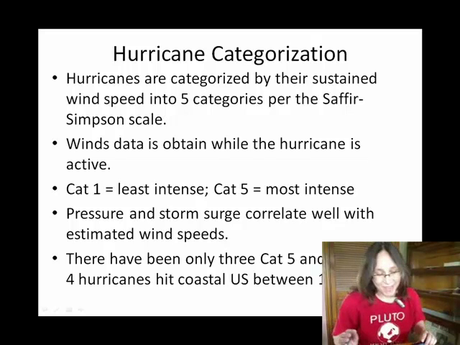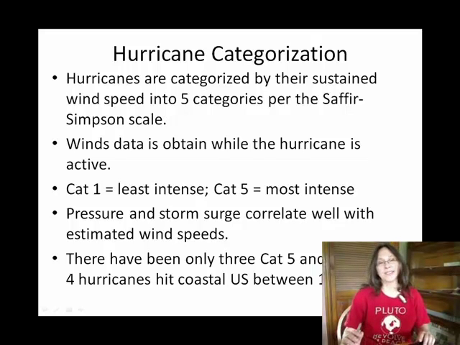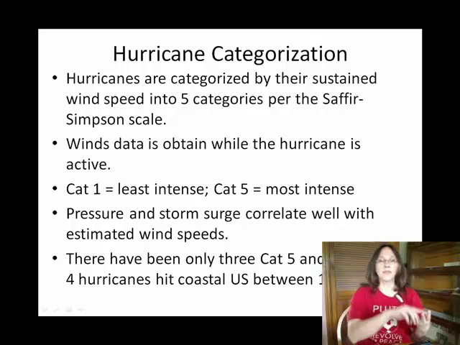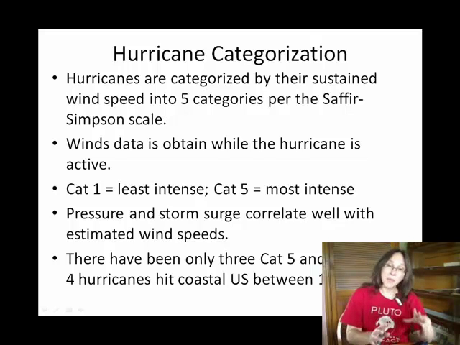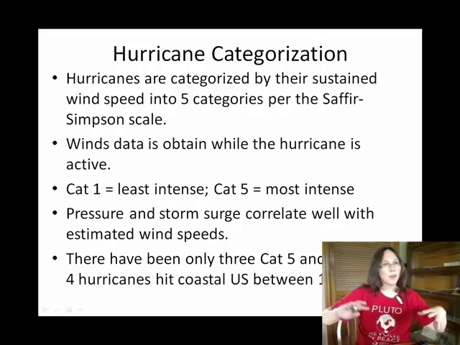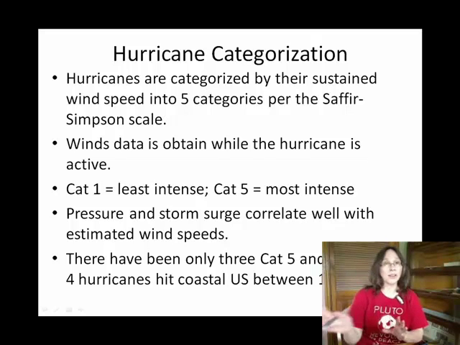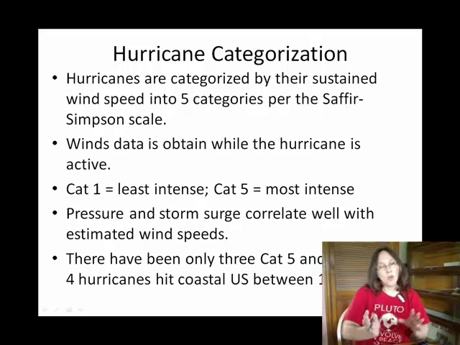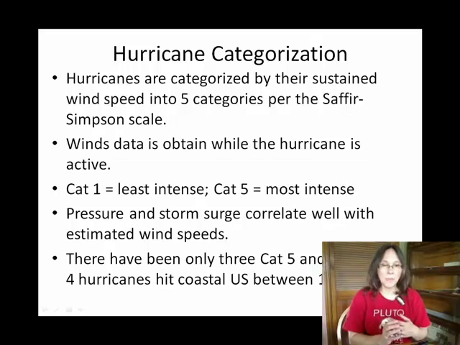But anyway, we're looking at the wind speed basically. Category 1 is the least intense hurricane and Category 5 is the most intense. You're going to see a map coming up, and although there are Category 5 hurricanes historically in the ocean basins, when they get closer to land, only 3 Category 5 hurricanes made landfall between 1900 and 2005.